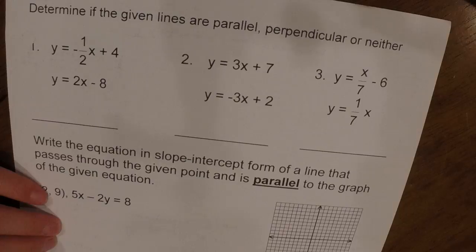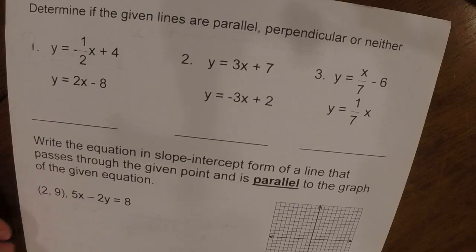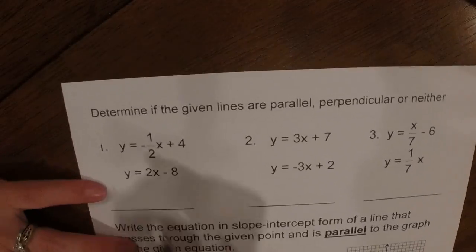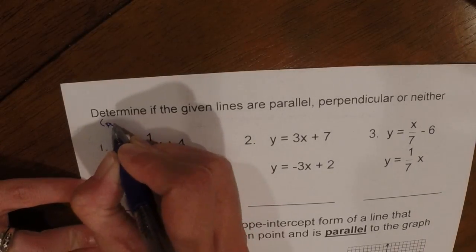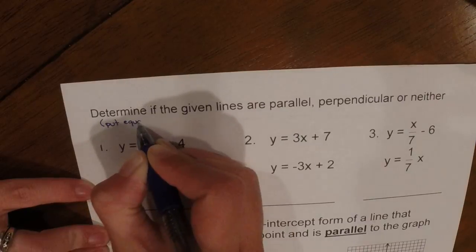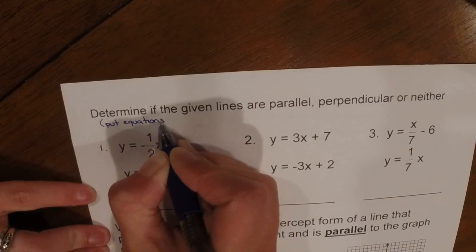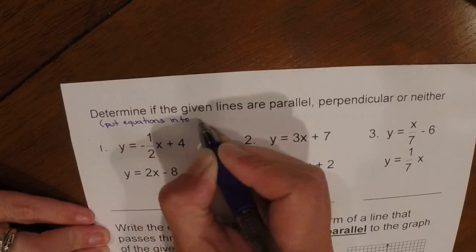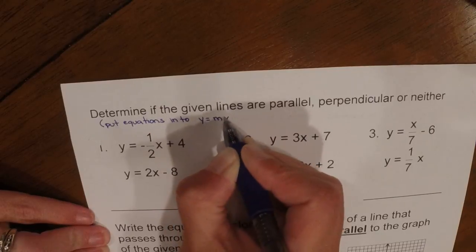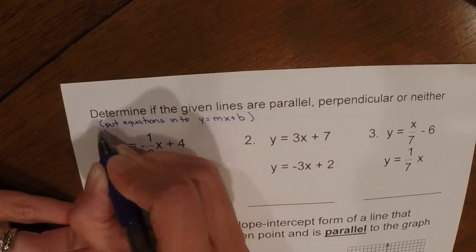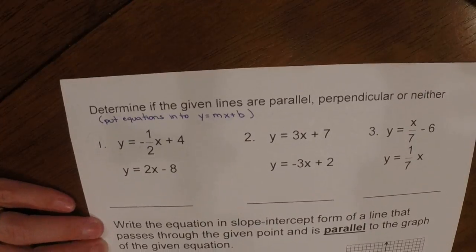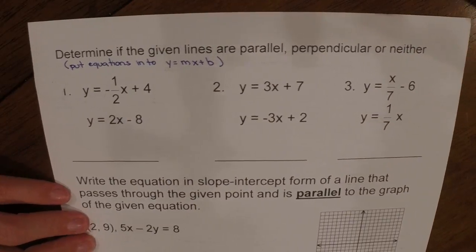On the back, it says now determine if the lines given are parallel, perpendicular, or neither. Typically, your first step here would be to put equations into y equals. But in this case, in the notes, they're already all in y equals mx plus b, so you don't have any work to do there.